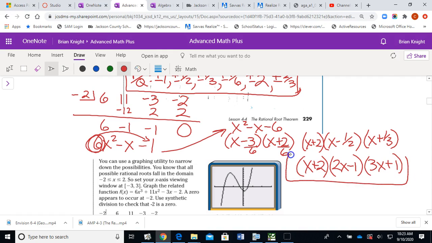Coach Knight, I have a question. Yes. What you did right there, the x squared minus x minus 6, what is that called? That's called borrowing. Okay, so I borrowed the 6 by multiplying it by that last number. That gives me this. Okay? Yes, sir. And then you factor this.